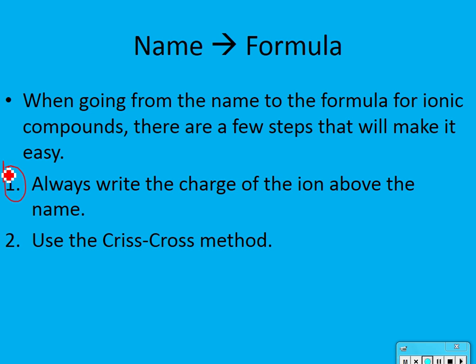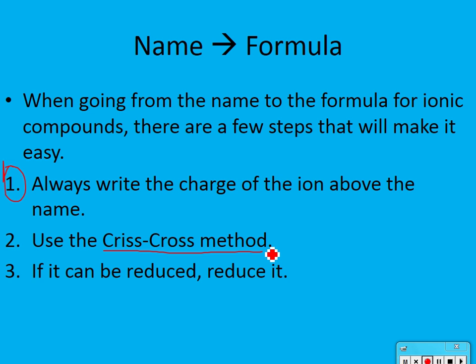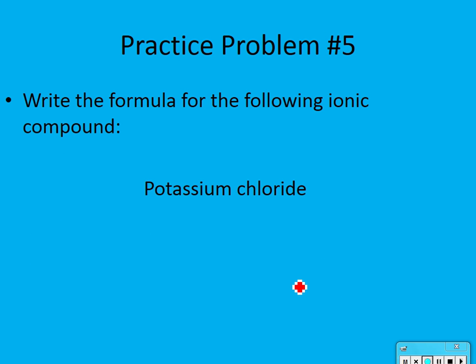Step 2 is use the crisscross method. You'll remember that from last year. The crisscross method is where I'll show you. Number 3, if the numbers can be reduced, then you reduce it. What do I mean by that? Can 2 and 4 be reduced, guys? Yeah, these two numbers can go into each other. 1 and 2 would be what it's reduced to. So, okay, let's try it.